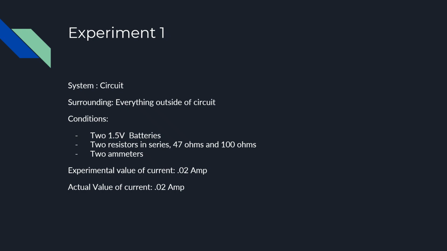For experiment 1, we had the system being the circuit and the surroundings being everything outside of the circuit. We had two 1.5 volt batteries, two resistors in series, one 47 ohms and the other 100 ohms, and two ammeters. We found that the experimental value came up to 0.02 milliamps, and the actual value of the current was 0.02 milliamps.